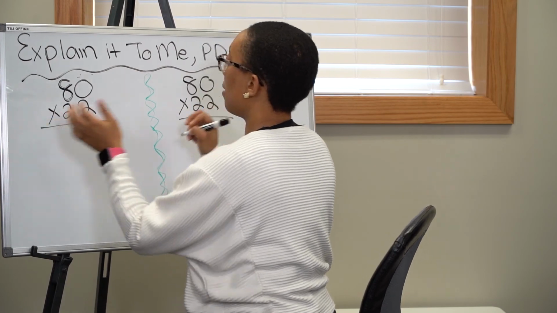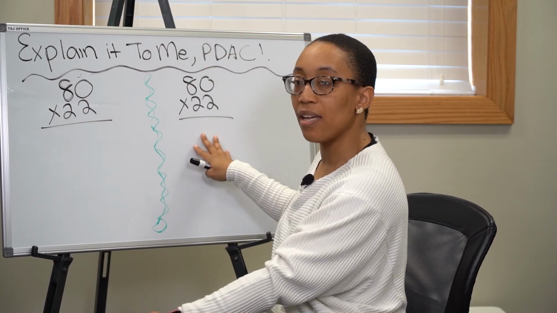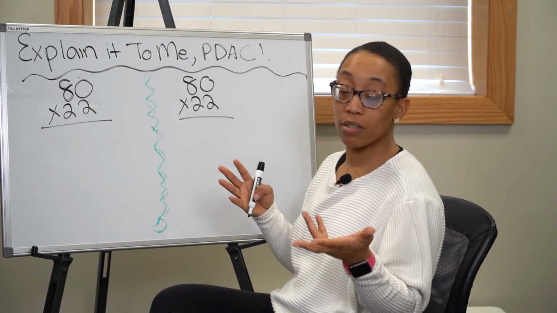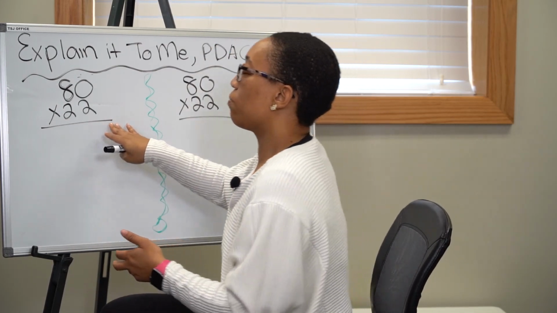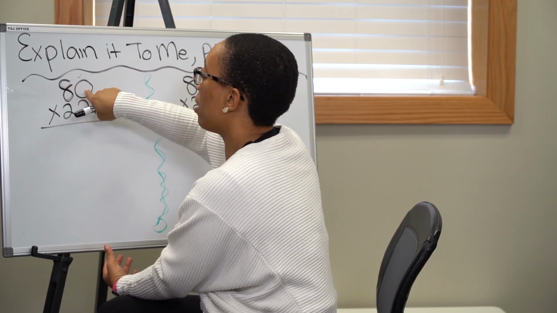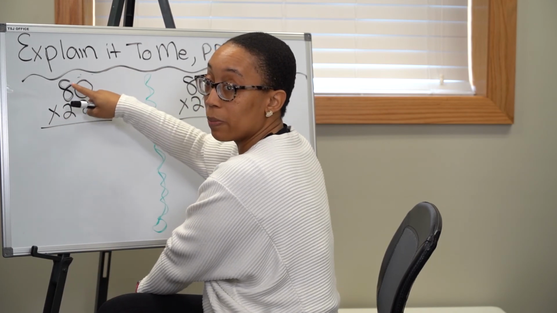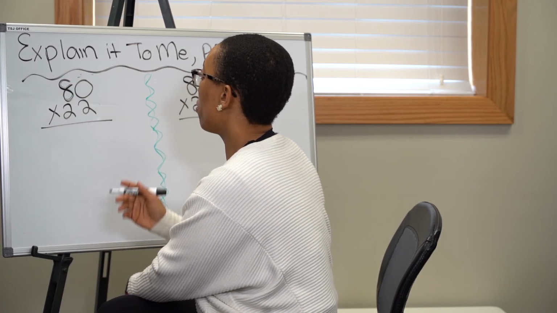So just like last time, I'm going to call this the old school way, and this will be the current way that the students are learning. In this section, we're going to take the ones column for the bottom number and multiply it by the ones and tens for the top number. Then take the tens in the bottom number and multiply it by the ones and tens in the top number. So let's go through it.